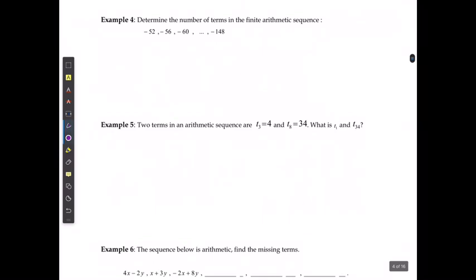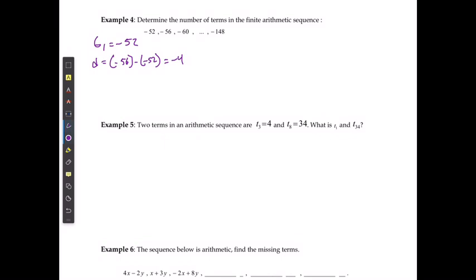For example 4, determine the number of terms in this finite sequence. So it skips over a bunch of them and then says this is what the final number is going to be, or my final term. So we know that term 1 is going to equal negative 52. We can solve the common difference by saying it's going to be negative 56 minus negative 52, or negative 4.